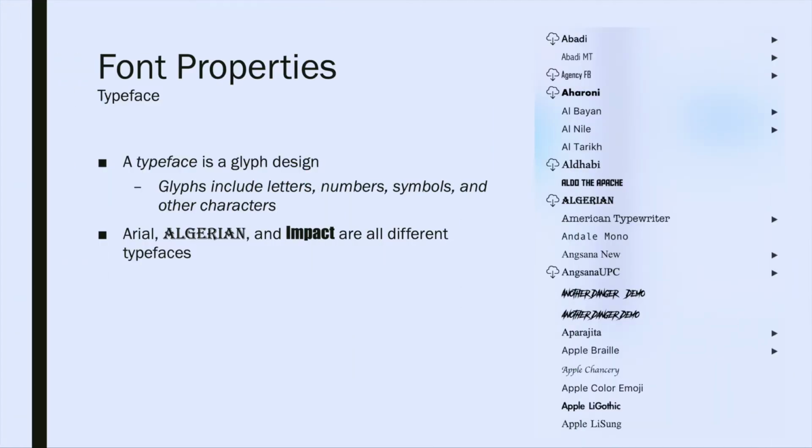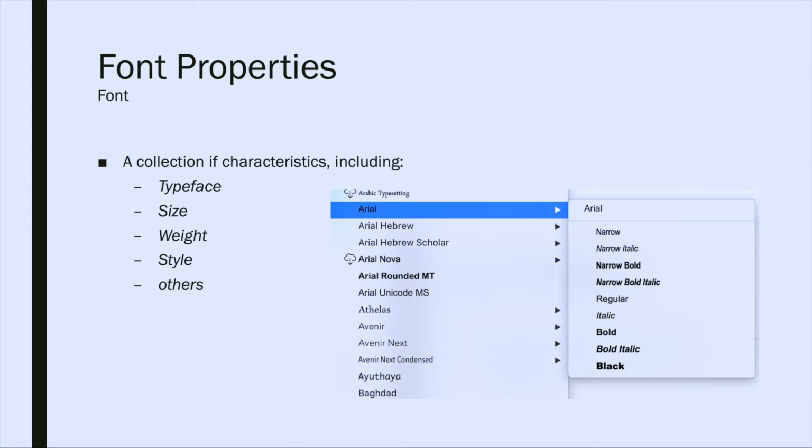First off, let's talk about font properties and what a typeface is. A typeface is a glyph design. A glyph includes letters, numbers, symbols, and other characters. For example, Arial, Algerian, and Impact are all different typefaces. You may consider these to be different fonts, but technically a typeface has different fonts inside of it, which is what we're talking about next.